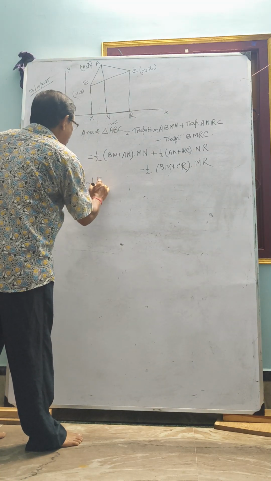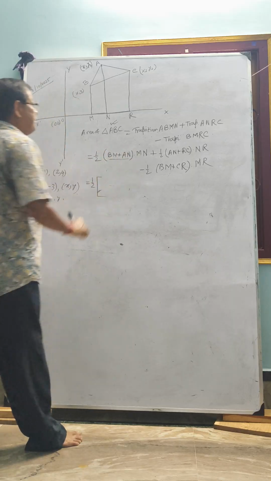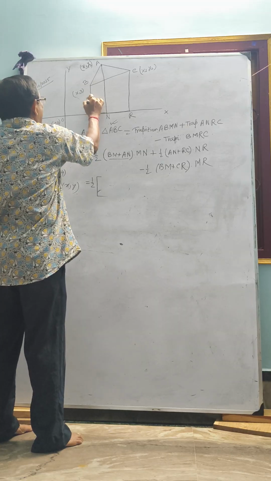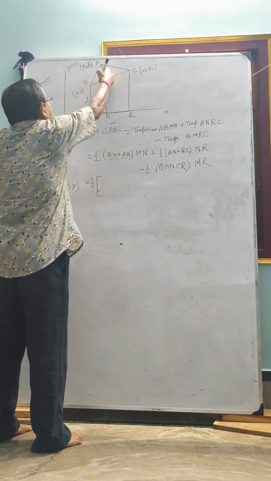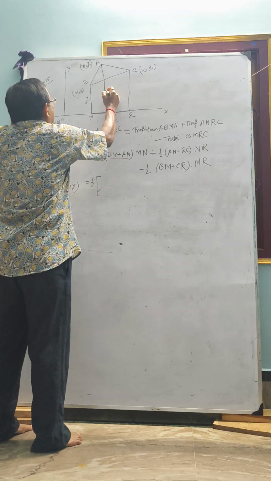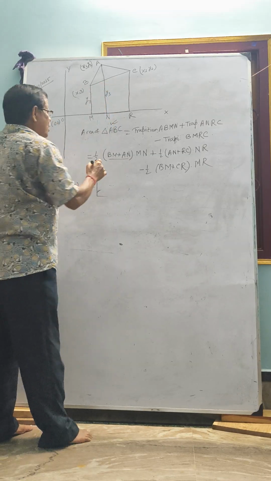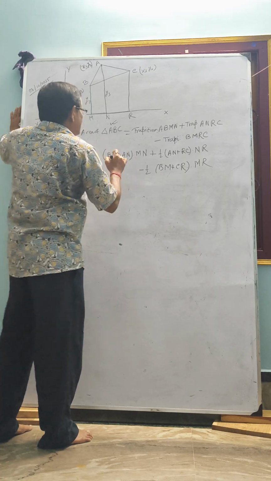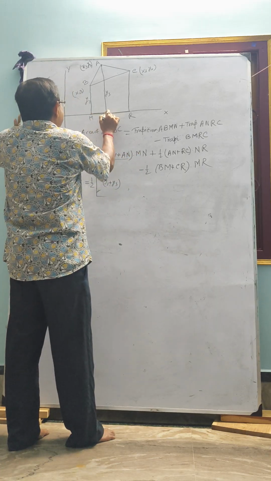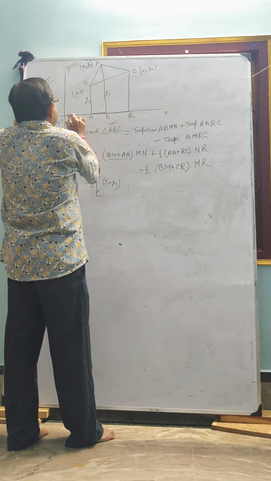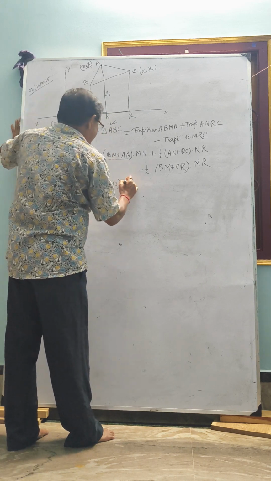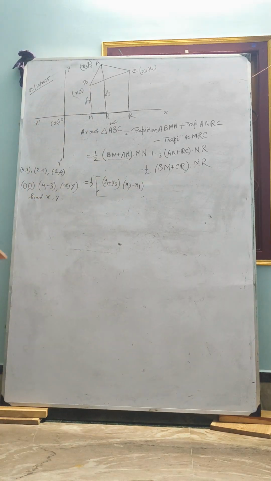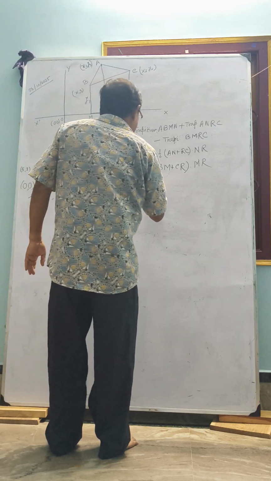Now, half is common to all. Now, BM plus AN. What is BM? BM is y1. BM plus AN, AN is y3. Yes or no? y1 plus y3 into MN. MN means x3 minus x1. Any confusion? No. Next, go to the next.